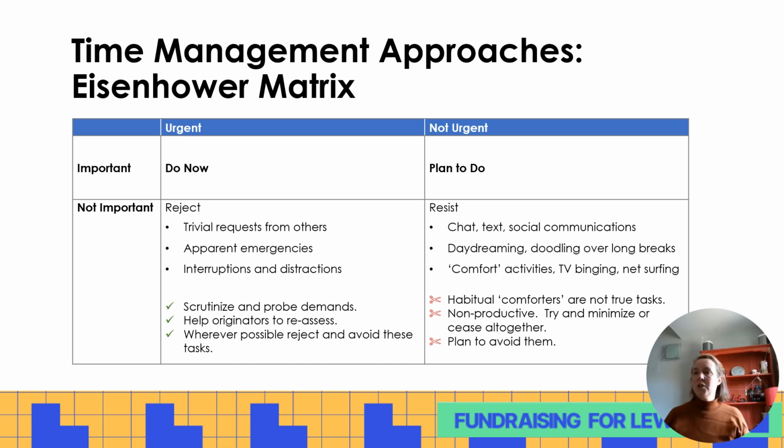And the not urgent and not important you need to resist. So this can be things like chat, texts, daydreaming, comfort activities. Habitual comforters are not true tasks, so they're not productive, and you should try to minimise or stop them altogether.